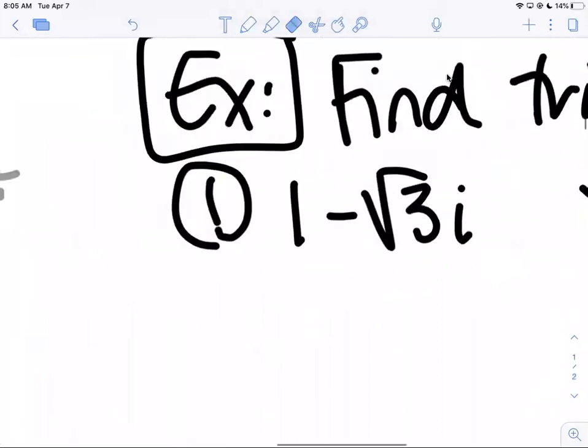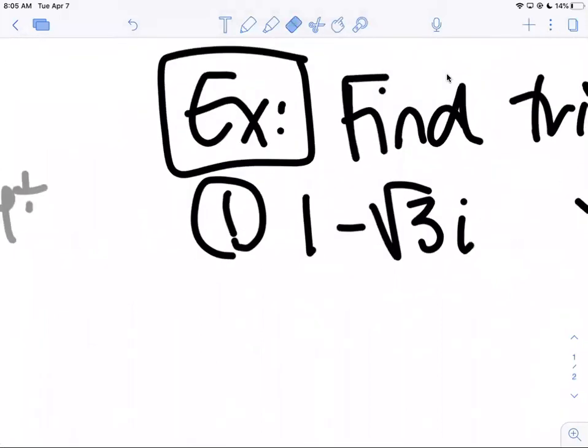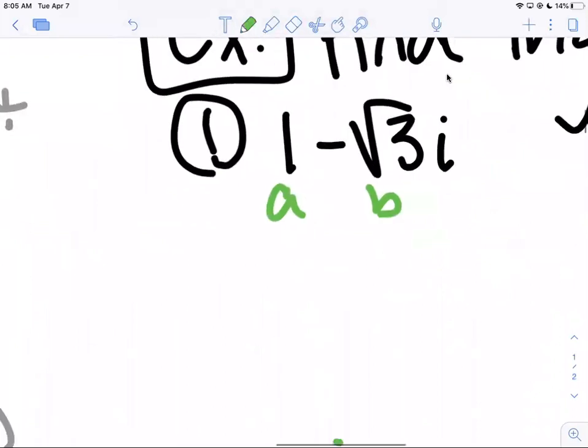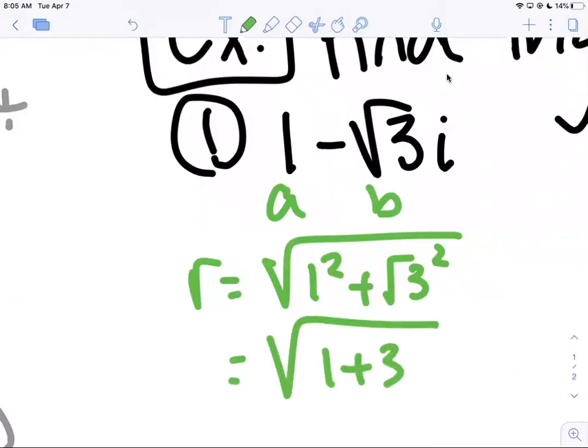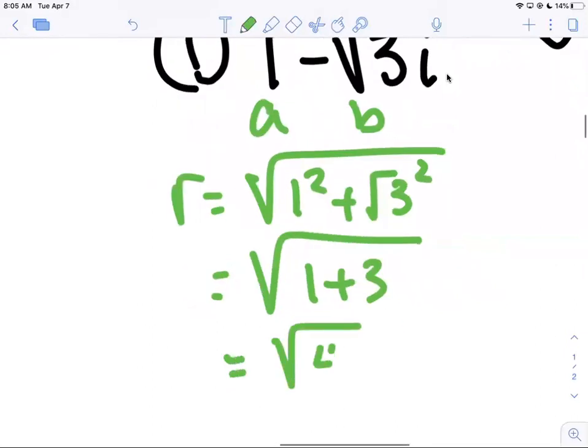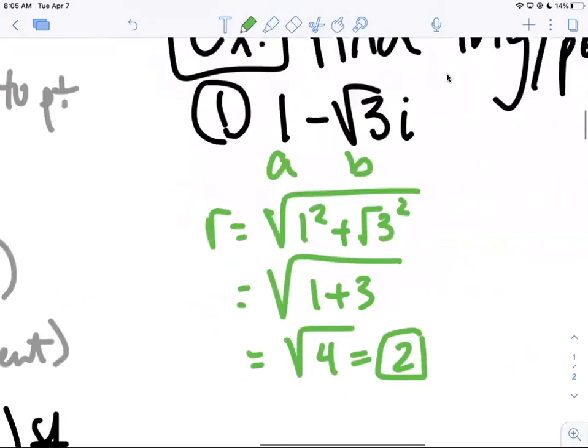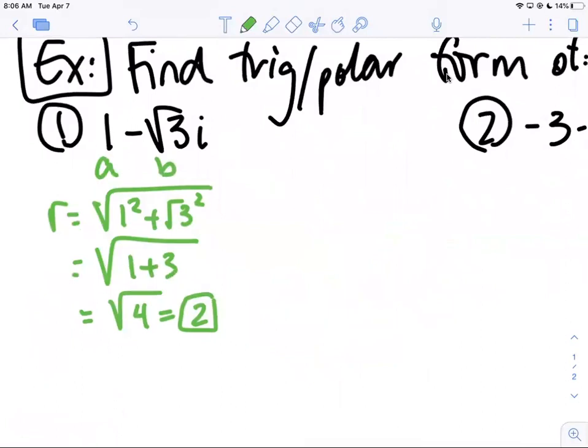R, remember, is a squared plus b squared under a radical. So r equals radical 1 squared plus radical 3 squared. Well, radical 3 seemed a little scary until we realized that radical 3 squared is just 3. 1 plus 3 is going to be radical 4. Ooh, nice. We get a positive real whole number for this: 2. Okay, now I have to find theta.